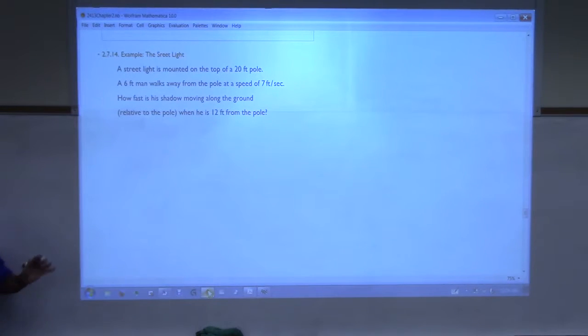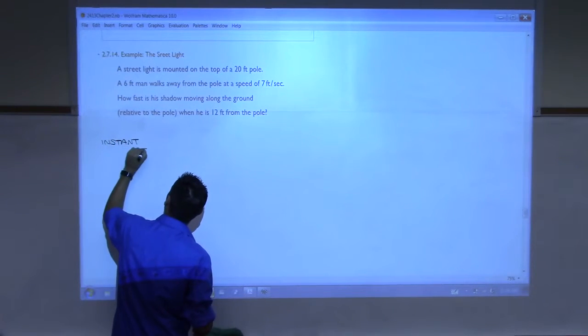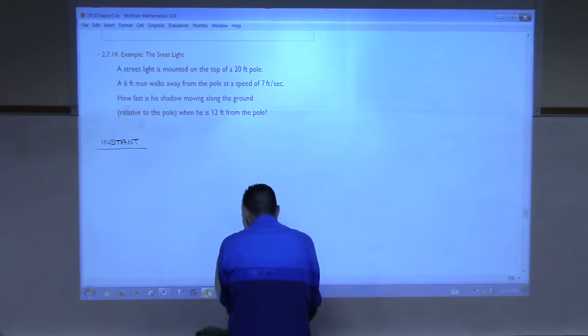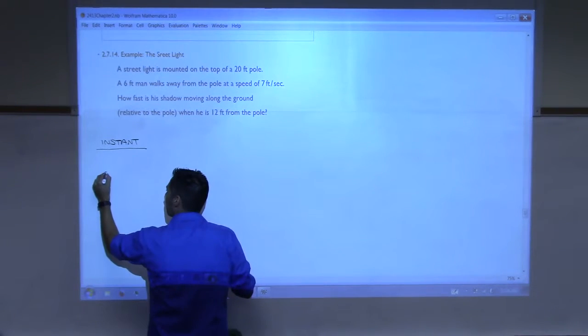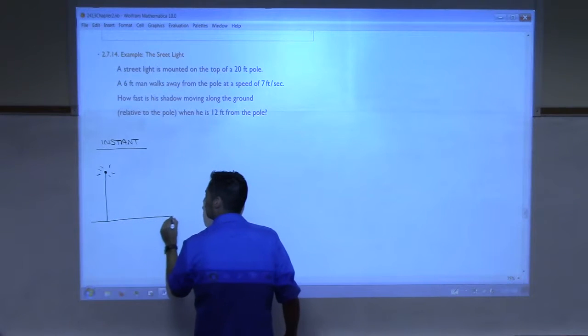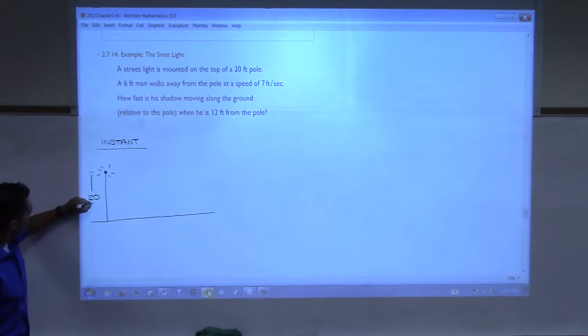No pictures, no diagrams, just there it is. So what are we going to start with? You can draw your own picture. Start with a 20-foot pole. You want to start with the instant in time first? Okay, I have a 20-foot pole. Doesn't matter which side you draw the pole on, I'm going to put it over here. And I put a little light on top of it. There's my light. Here's the ground. And this is 20 feet from here to here, right?